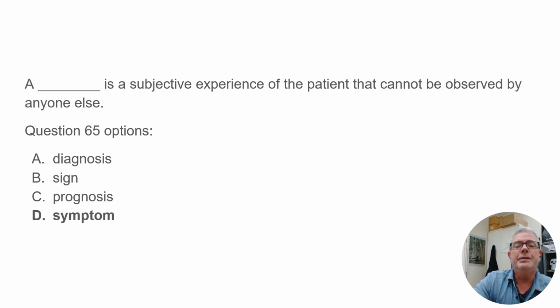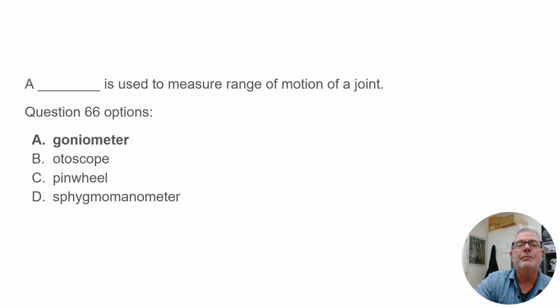A symptom is a subjective experience of the patient that cannot be observed by anyone else. So chest pain, headache, nausea, these are all symptoms. They're subjective. They cannot be observed on the outside. They cannot be measured. You can observe a patient's response to these symptoms, but you cannot observe the symptom itself.